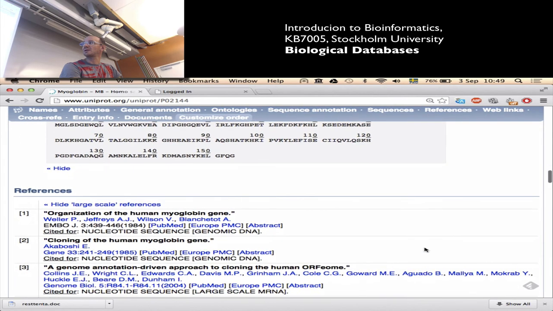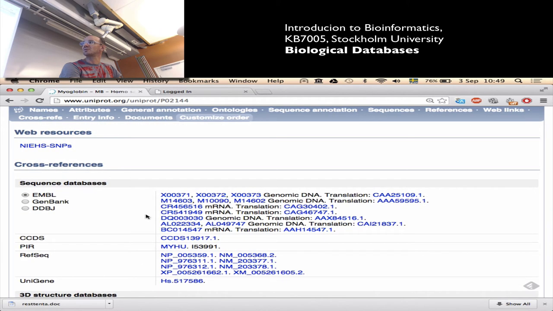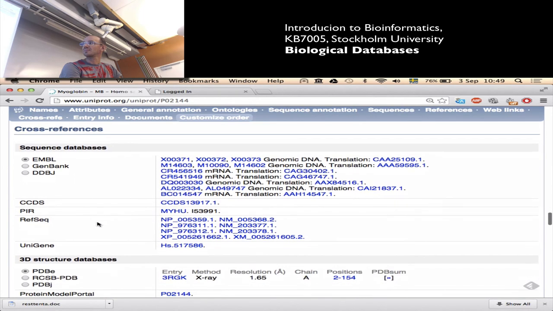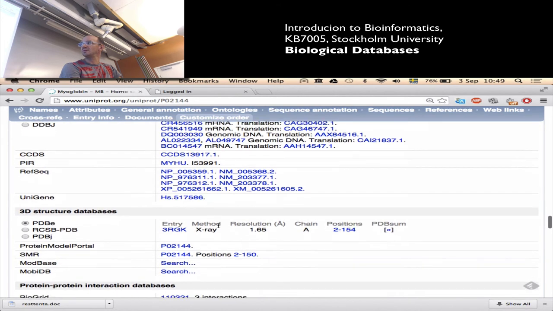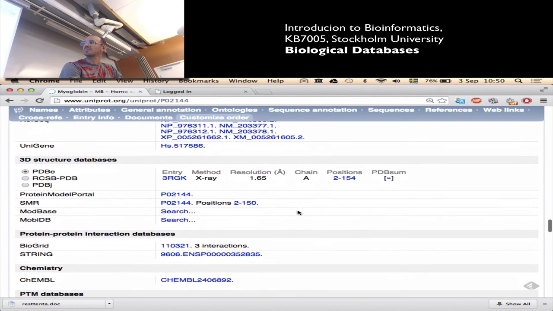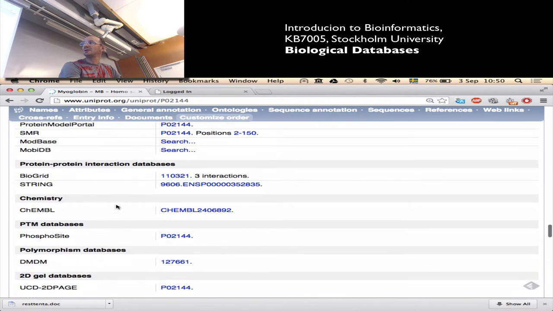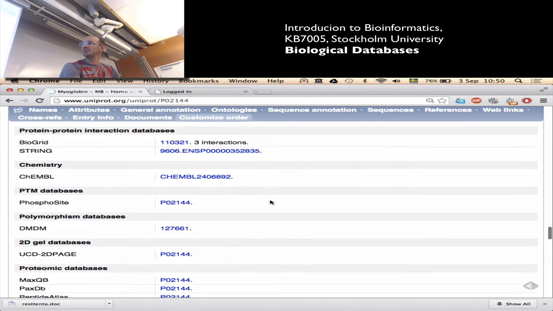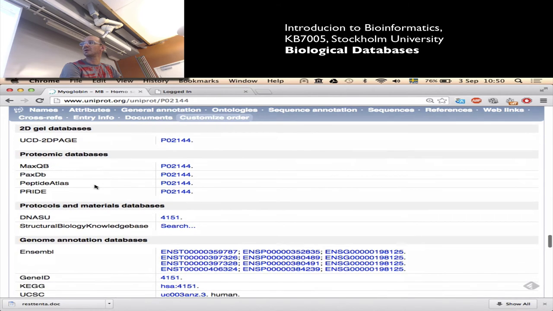And there's a number of references to papers where it comes from. And here are links to other databases. If you want to go to EMBL, you go here and find it there, or GenBank. Other databases. RefSeq is basically the American version of this. There's a PDB link to 3RJK, what's the name there? There's an interaction database that has something there. There is some chemistry data about it. There's some phosphorylation site information there, etc., etc.